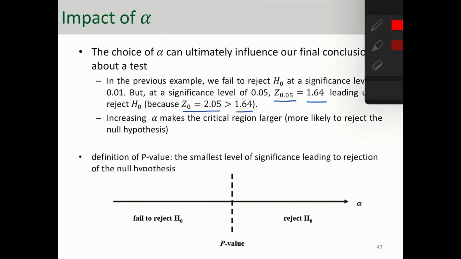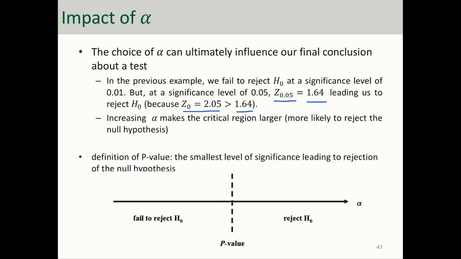So now, with that introduction, what is the p-value? P-value is the smallest level of significance, basically the smallest alpha, leading to rejection of the null hypothesis. So p-value is an alpha, a level of significance that greater than that value, we reject the null hypothesis. Smaller than that value, we fail to reject the null hypothesis. It's the smallest level of significance leading to rejection of the null hypothesis.